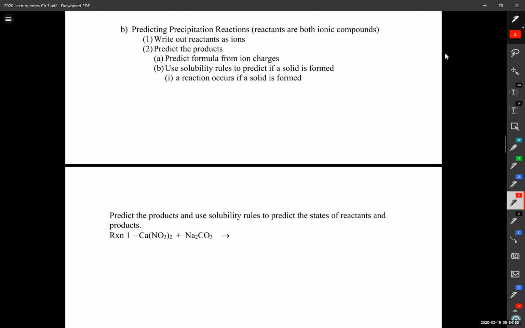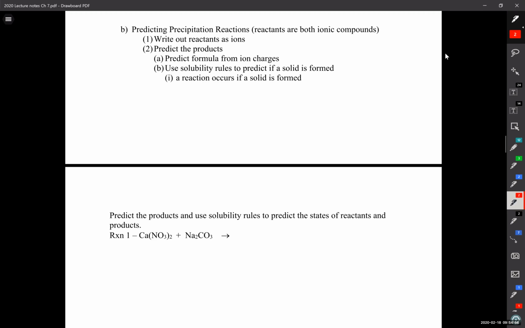These are the steps that I generally recommend that you do for predicting the products of precipitation reactions. So what you're going to be doing is you're going to write out all the ions of the reactants. And you're going to predict what the products are, and then you're going to write the chemical reaction for the reactants to the products.